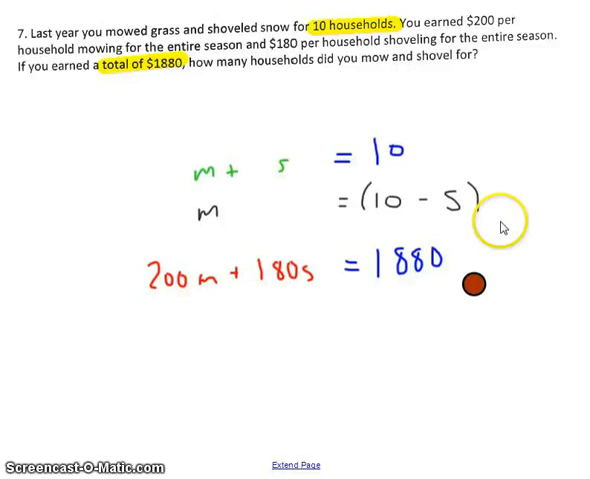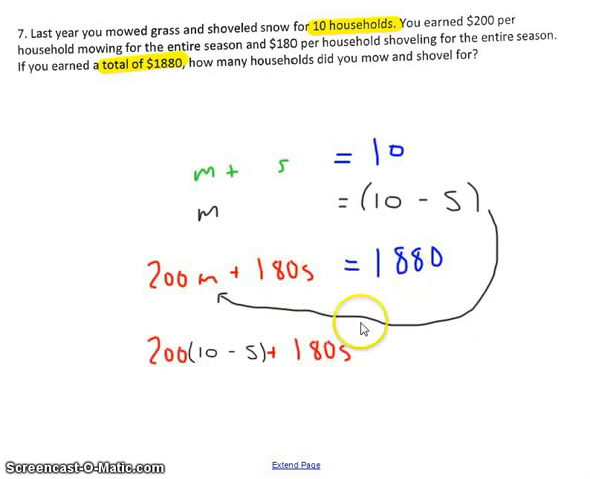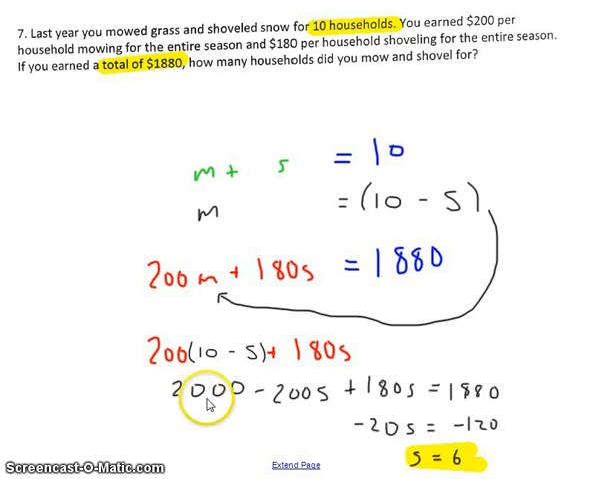Okay, again, I'm going to assume that you did that, and you should have plugged this 10 minus s in place of m in the other equation. Well, now it becomes 200 times 10 minus s plus 180s equals 1880. That's what we have here. Oops, for some reason, I don't have the equals 1880 written down. But if you have that set up, you should be able to figure out.